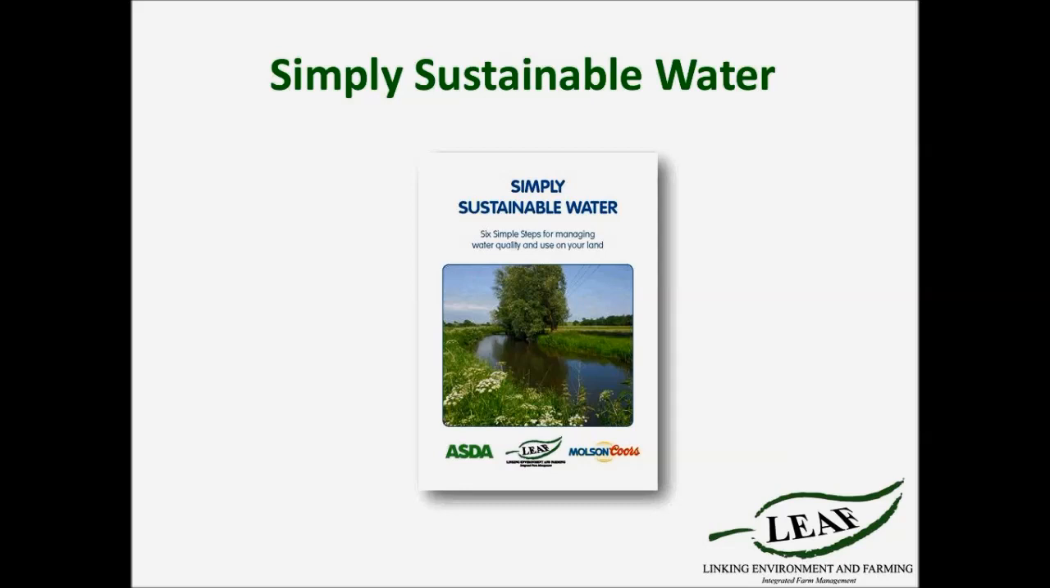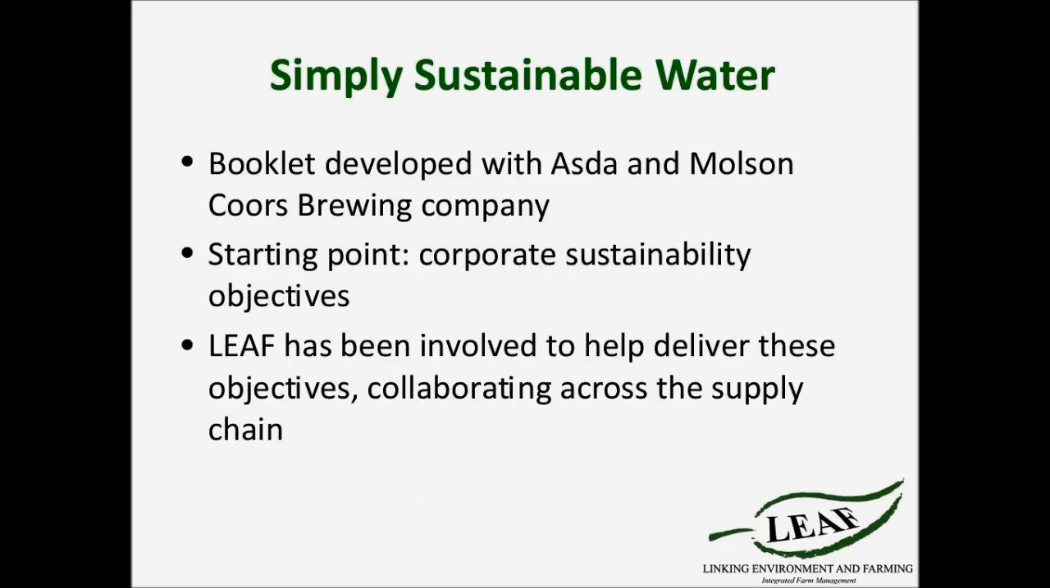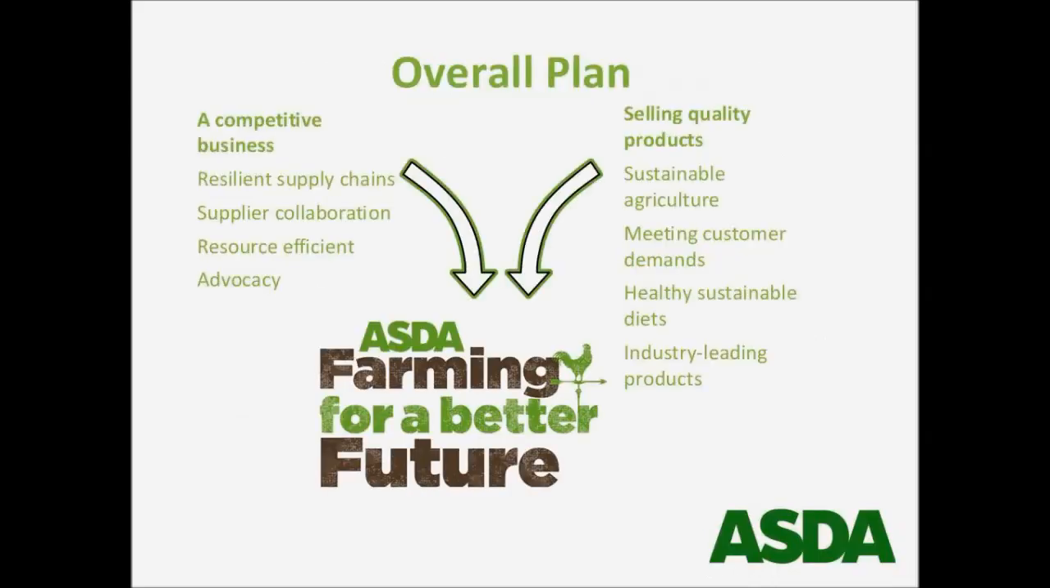So the guidance we have developed has been in association with ASDA and Molson Coors, very much looking at the starting point of addressing corporate sustainability objectives, but also practical steps that the supply chain can take on board in terms of what are you doing now, where can you do it better, and how can you move forward as well. So for ASDA, that's been really important. It's a competitive business. They have a very good relationship with their growers, and so it's looking at how you make that more resilient in terms of the supply chain.